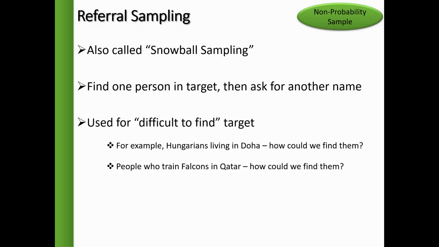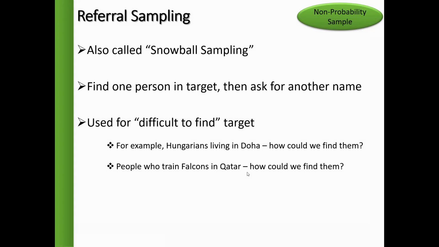Referral sampling, also called snowball sampling. Find one person in the target and then ask for another name. Okay. Used for difficult to find targets. For example, Hungarians living in Doha, how could we find them? People who train falcons in Qatar, how could we find them?